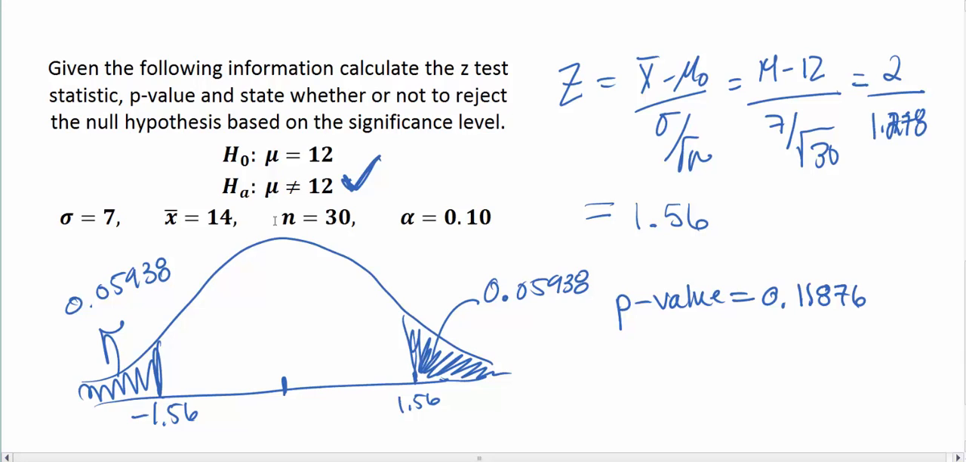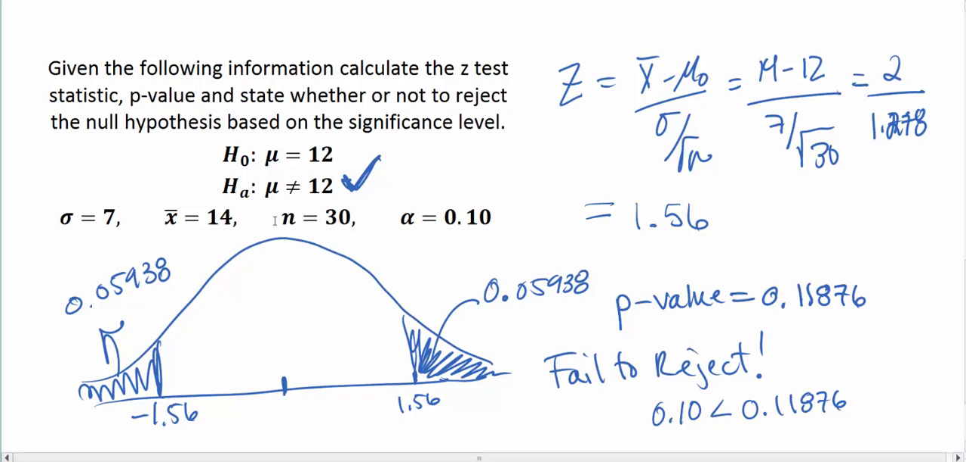So what does this mean? This means that we will fail to reject the null hypothesis. Why? Because our significance level of 0.10 is less than our p-value of 0.11876. And our p-value must be smaller than our significance level in order to reject. Since our p-value is larger, we fail to reject.